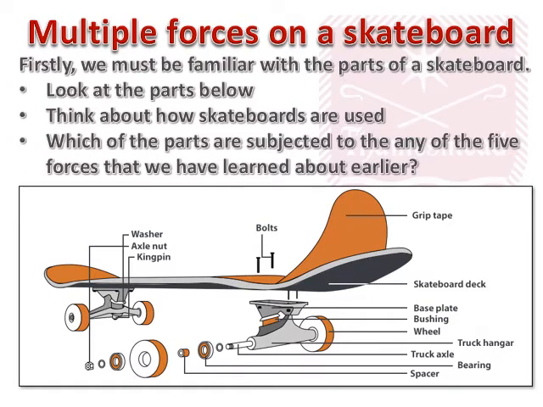Here's our example. So we need to know what the parts of the skateboard are called so we can talk about them properly. So we look at the parts, think about how skateboards are used. We have a skater that stands on top. We have the wheels that go round. We have backwards and forwards. We have where we do kick flips and things where you twist, that you kind of push your feet against the board. So there's all sorts of forces happening here.